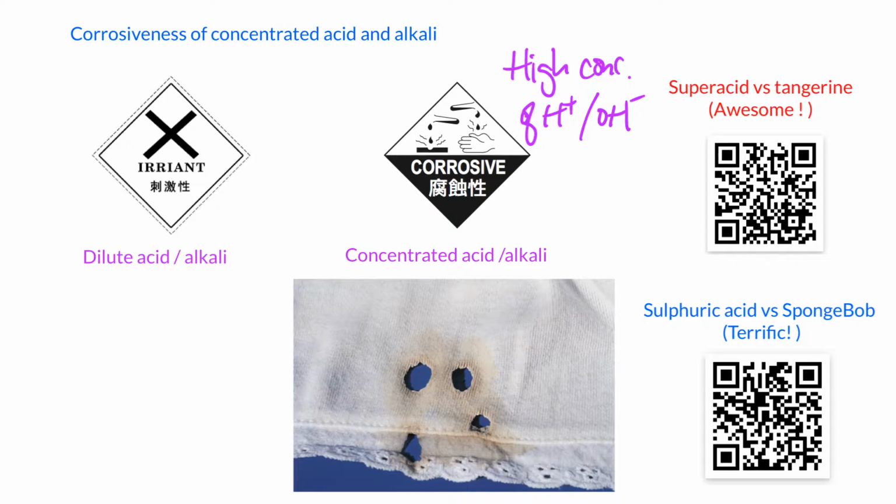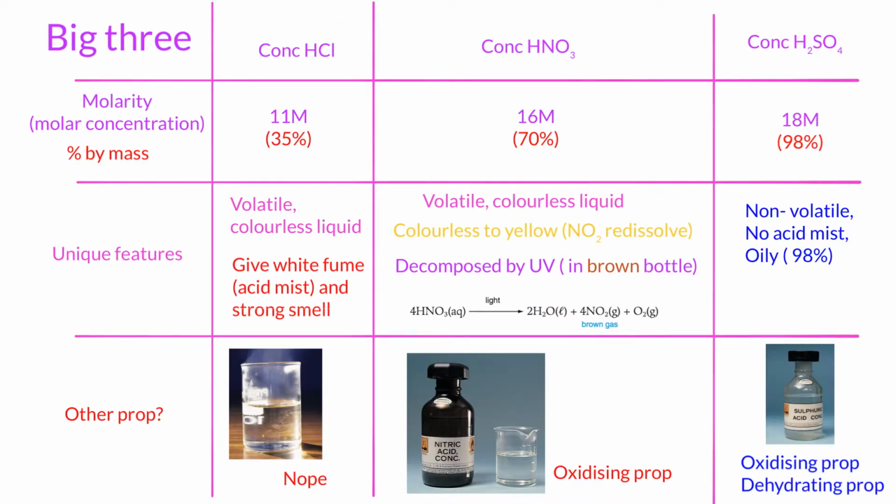So you can check the videos here. That will be very interesting. This one, super acid versus tangerine. It is a very awesome video. The other one will be versus SpongeBob. Have a look at that. If you add some concentrated acid on a cloth, you can see holes. The paper, the cloth turns brown. This will often be seen.